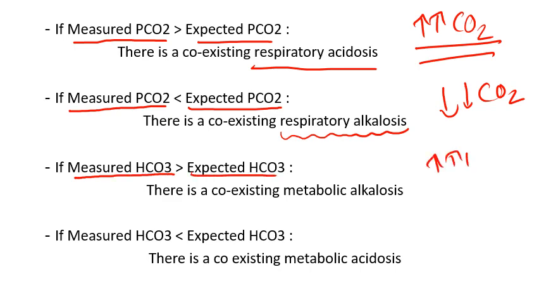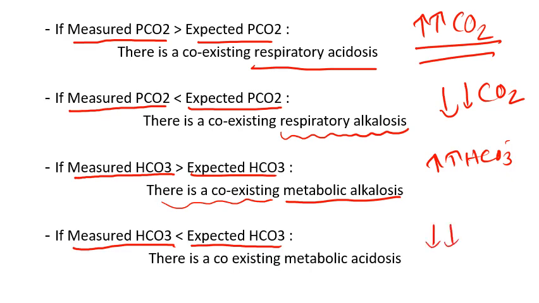Talking about bicarb, if the measured bicarb is more than expected bicarb, that is, there is more bicarb, can you remind me of an acid-base disorder where we retain bicarb? Yes, that's correct. It is metabolic alkalosis. So there is a coexisting metabolic alkalosis. And when the measured bicarb is less than expected bicarb, it means that we are losing bicarb. Can you remind me of a condition where we lose bicarb? Yes, that is correct. It is metabolic acidosis. So there is a coexisting metabolic acidosis. This is how you figure out whether there is a second disorder present or not.